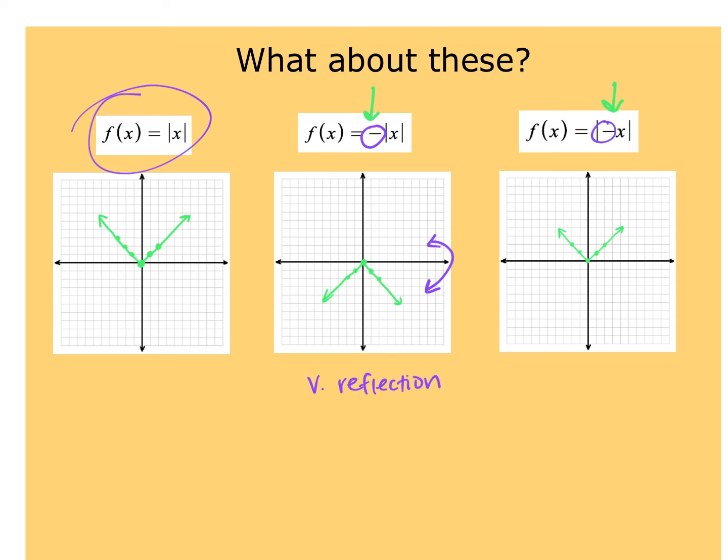Putting that negative on the inside doesn't look like anything is happening, but in fact there is a horizontal reflection. It's just that the original graph is symmetrical about the y-axis, so we don't notice any change to the resulting graph, even though there is a horizontal reflection occurring. So depending on our parent function, we may not be able to rely on the graph to know what's happening. We have to also look at the equation.